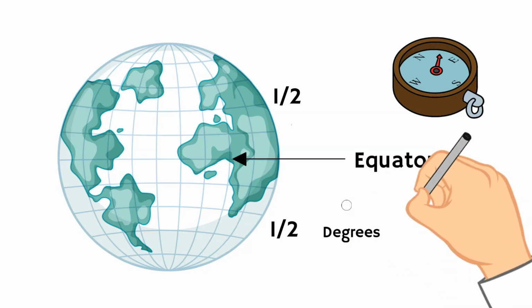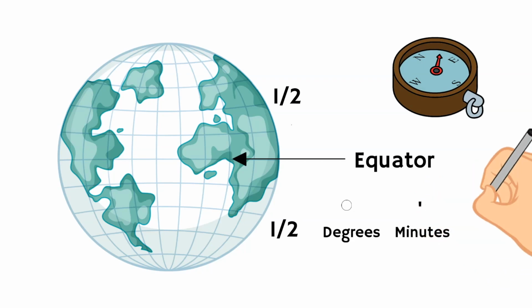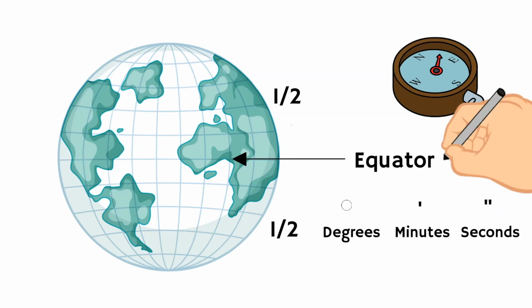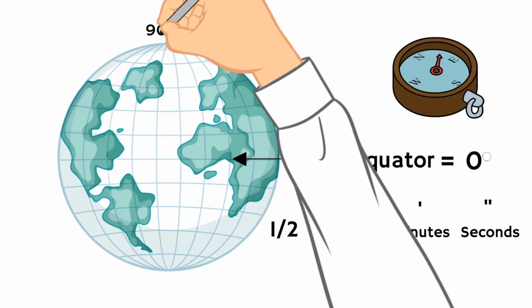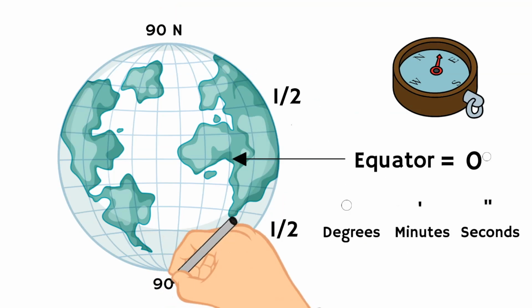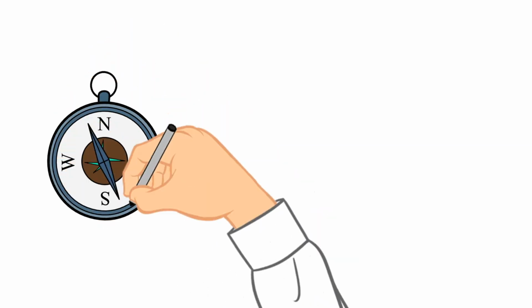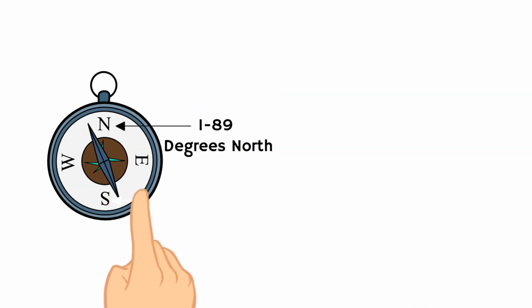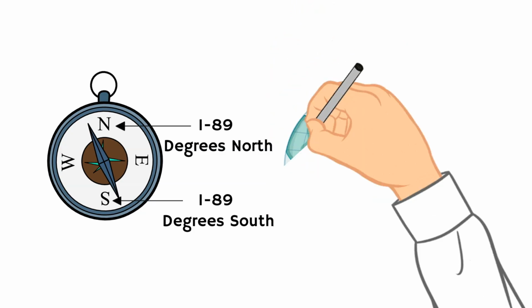Lines of latitude are measured in degrees. And these degrees can be broken down into even smaller units called minutes and seconds. The equator is 0 degrees, the North Pole is 90 degrees north, and the South Pole is 90 degrees south. All the latitude lines north of the equator are numbered from 1 degree to 89 degrees north, and all of the latitude lines south of the equator are numbered from 1 degree to 89 degrees south.